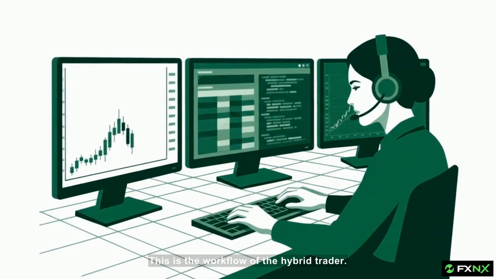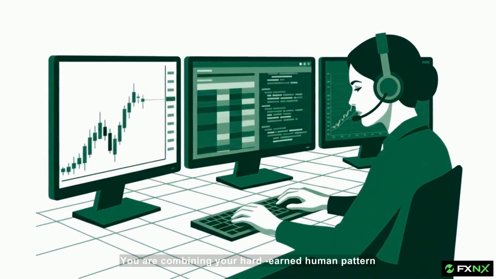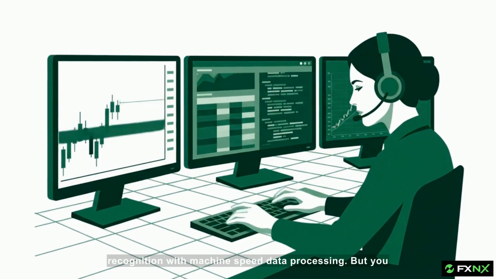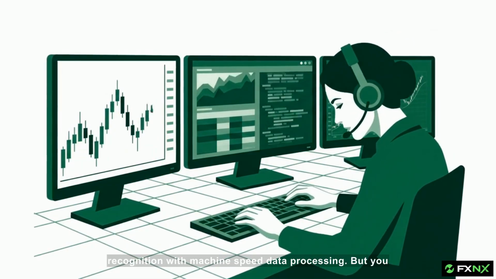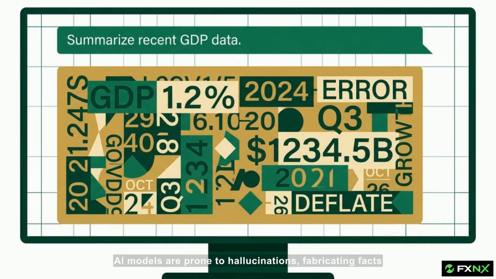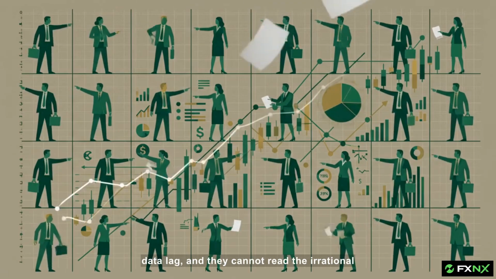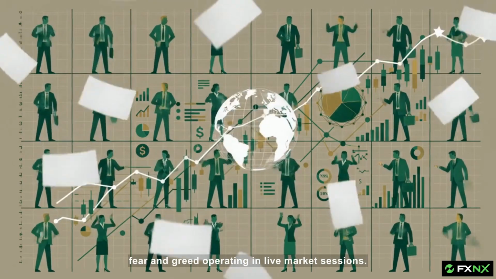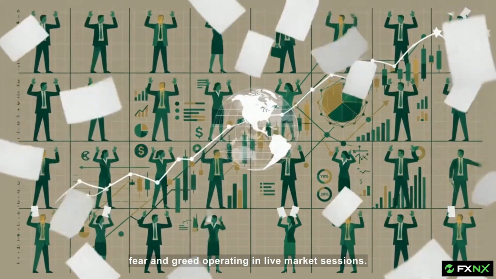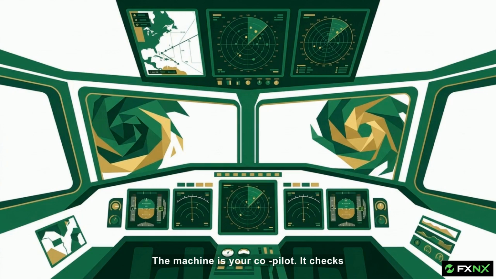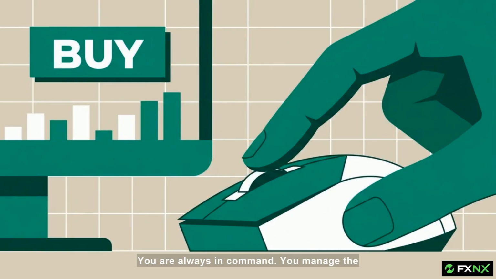This is the workflow of the hybrid trader. You are combining your hard-earned human pattern recognition with machine-speed data processing. But you must respect the guardrails. AI models are prone to hallucinations, fabricating facts from thin air. They suffer from temporal data lag, and they cannot read the irrational fear and greed operating in live market sessions. The machine is your co-pilot. It checks the flight plan and the weather reports. You are always in command. You manage the risk, and you pull the trigger.